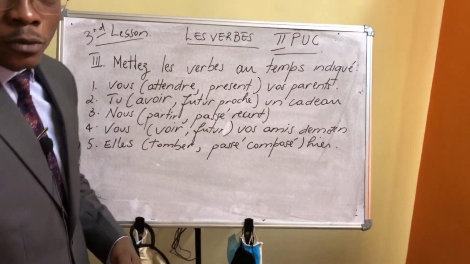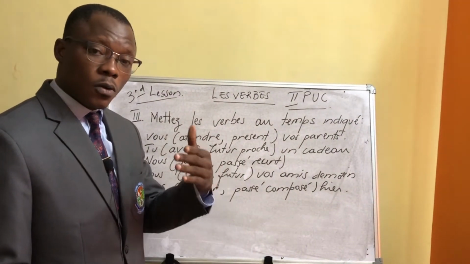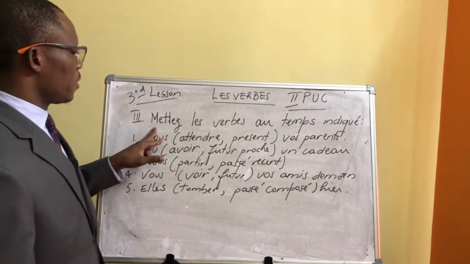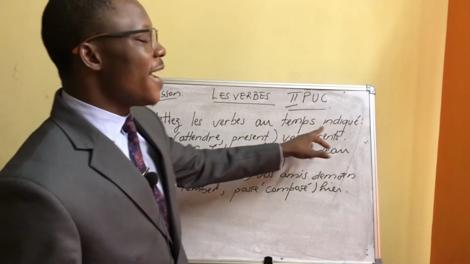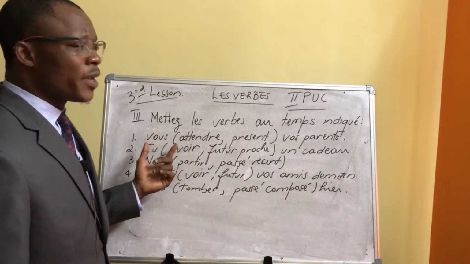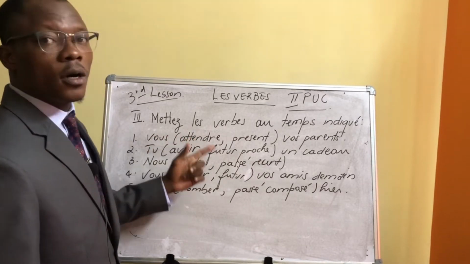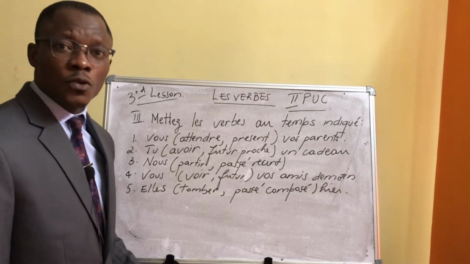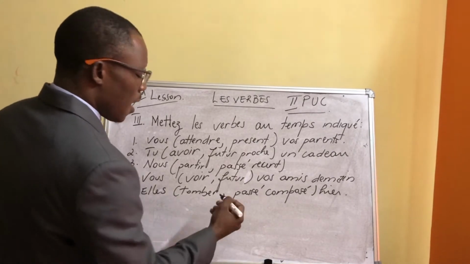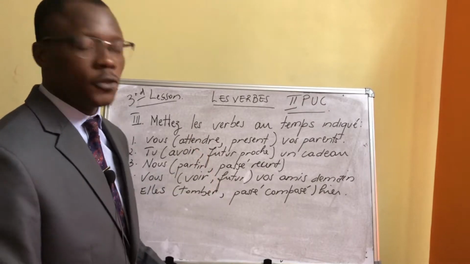But I'm going to explain all three types of group verbs in French. As you can see here, this is the question. They say mettez le verbe au temps indiqué. This question means you need to get the right tense of all those verbs. But for us to do it well, we need to understand how many groups of verbs there are in French. In French, we have three groups of verbs.